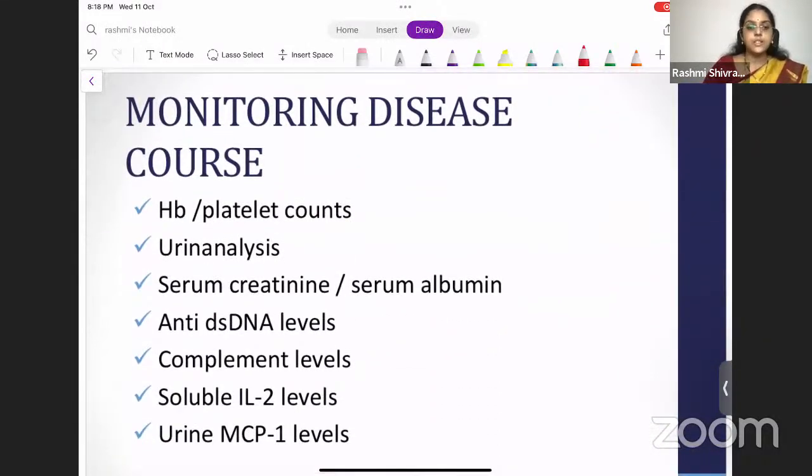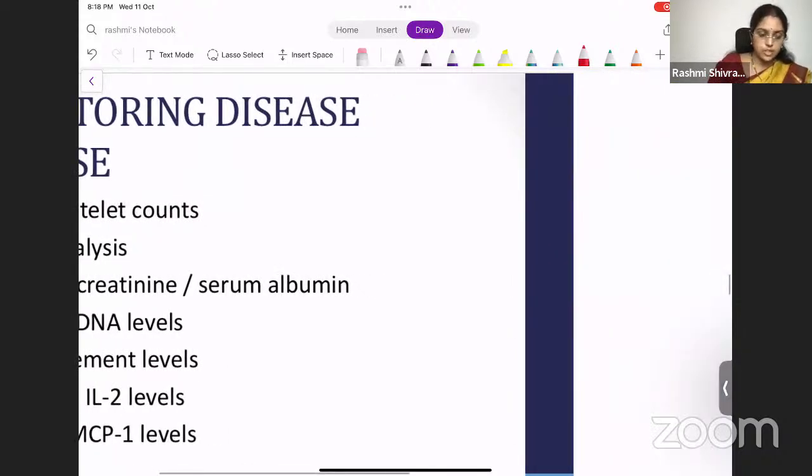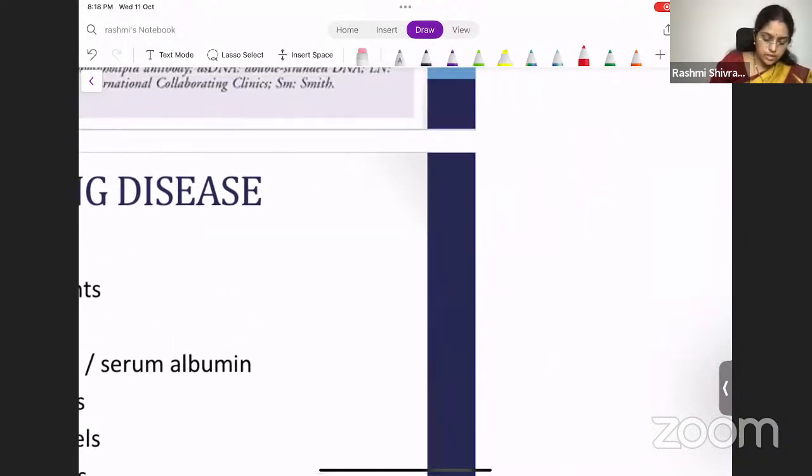So how do you monitor the disease course? You need to check the hemoglobin, platelet counts. You need to do, I told you, urine analysis every time the patient visits you. Serum creatinine, serum albumin, anti-dsDNA levels, complement levels, soluble interleukin levels, and urine levels of MCP1. Okay, so basically, how do you divide these lesions? I told you it is characterized as mild, moderate, and severe, right? So how do you basically characterize this?